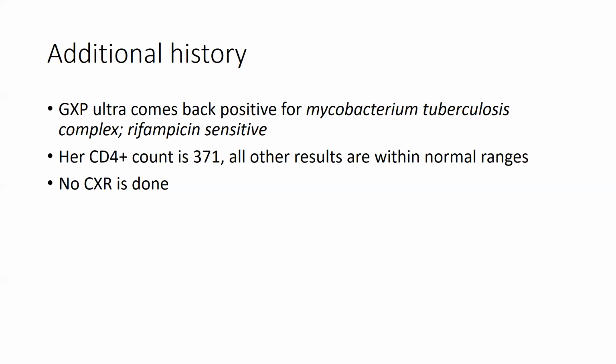We happen to get her CD4 count back, and her CD4 count is 371, in keeping with her age. We know that there are exceptions, but we're okay with 371, and all the rest of her results are within normal ranges. We don't wait. We would wait for the Gene Expert Ultra, and the clinician has elected not to do a chest X-ray. I'm not sure why, whether it's because he or she is afraid of X-raying a pregnant woman, or whether it's logistically too difficult to get a chest X-ray done. But no chest X-ray was done.